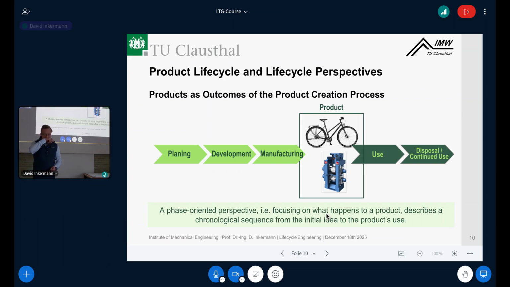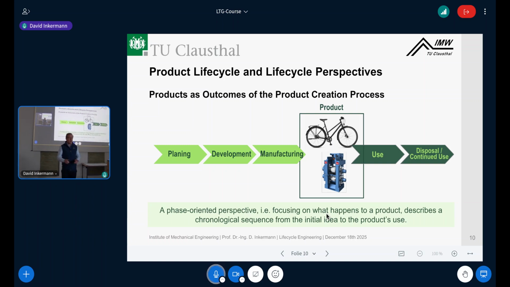So when we are considering the life cycle, there are different models to describe it, but I would like to start with a very, very easy one. If you consider a product that you can buy in a shop or order online, or also that you are driving in a company or in an industry company, that is just one result of a product creation process. So there's a process before leading to this product, and that can be a bicycle, or like you can see here on the slide, also a machine tool.